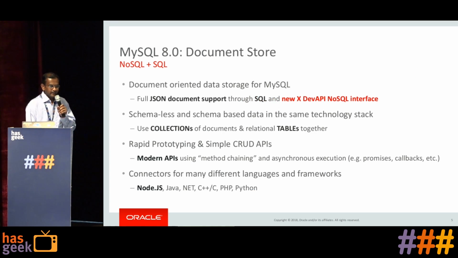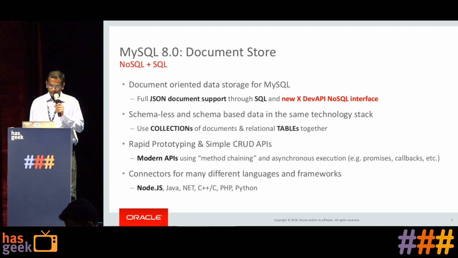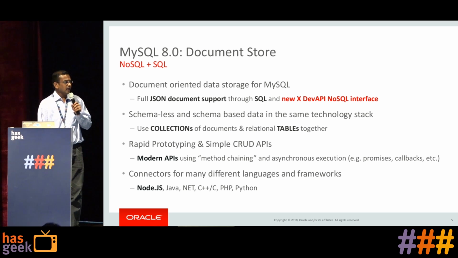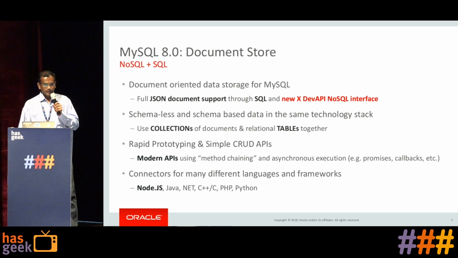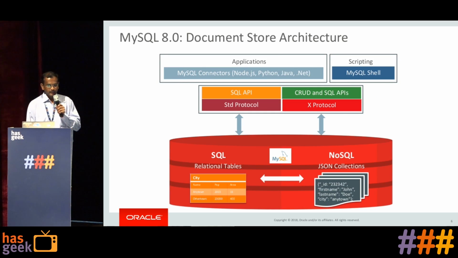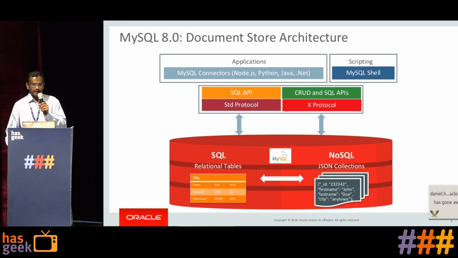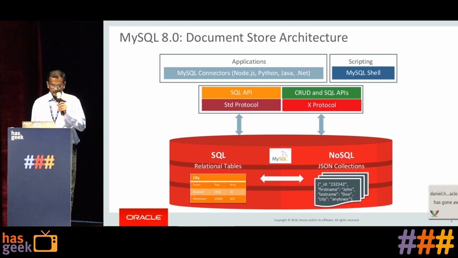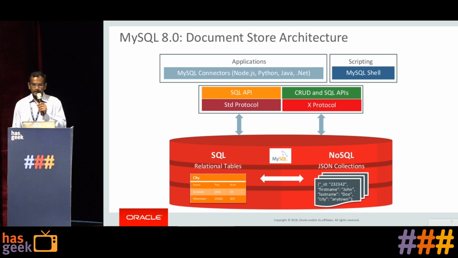I'll go through very quickly, we've got very few minutes. So MySQL 8.0 is SQL plus NoSQL. Having said that, we have got full JSON support through our new X DevAPI NoSQL interface. This is a very neat diagram saying that we've got connectors on top, and we've got the MySQL Shell, and it connects to the SQL API. The MySQL Shell interacts with the X protocol, and internally, we have both NoSQL and SQL.